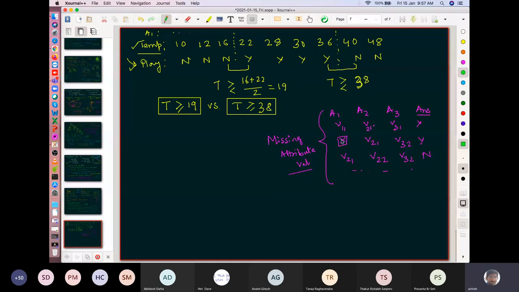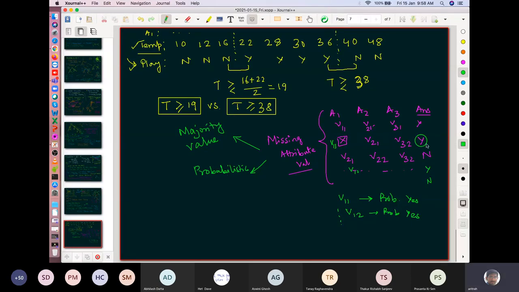Then what we do is either look at all the yes and no answers for this attribute and fill in whichever value is the majority. So one approach is to select the majority value of this attribute and place it here. Let's say if V11 gives more yes, then we will put V11 here. The other approach is probabilistic. I will see, with V11, what is the probability of getting yes? With V12, what is the probability of getting yes? And so on.